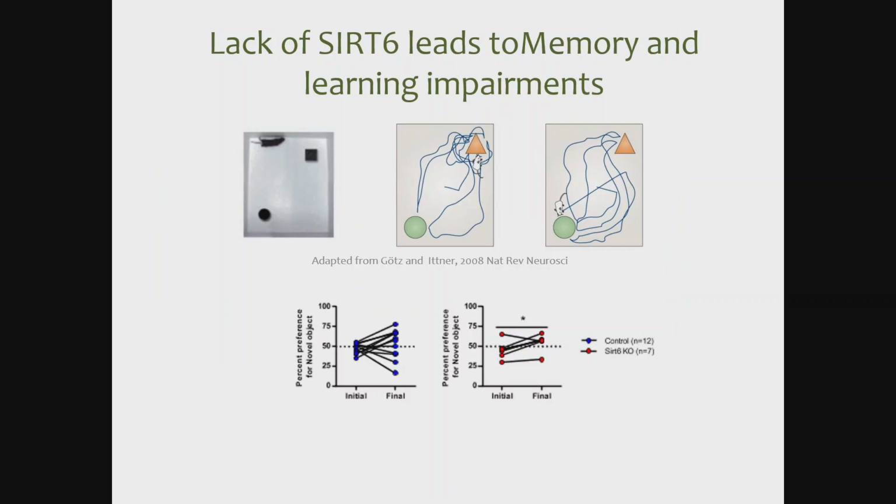And if we check their learning impairments, mice, has anyone worked with mice? Also in molecular biology, no? So they are very curious, but of course we cannot ask them if they remember something, so we have to develop these kinds of assays to learn about their behavior.